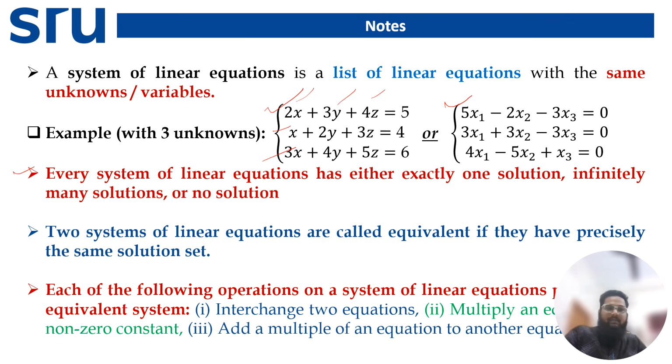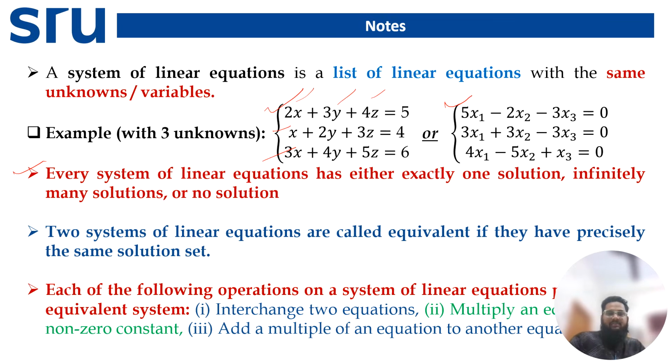Keep a note that every system of linear equations has either one solution, or infinitely many solutions, or no solution. That means if the system is solvable, then it will have either a unique solution or infinitely many solutions, otherwise it is not solvable and no solution exists. This is the concept of a system of linear equations, right? And two systems of linear equations are called equivalent if they have the same solution set, right?